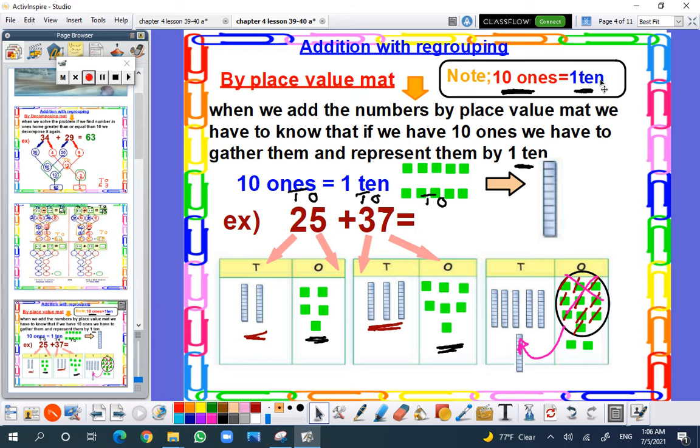So now, how many rectangular bars do we have on the tens? Let's count together. 1, 2, 3, 4, 5, 6. I have 6 rectangular bars. And how many remaining small squares on the ones? Only 2. So I'm going to write 2. So when I'm asking you 25 plus 37 equals what? Equals 62. Excellent. Great job.